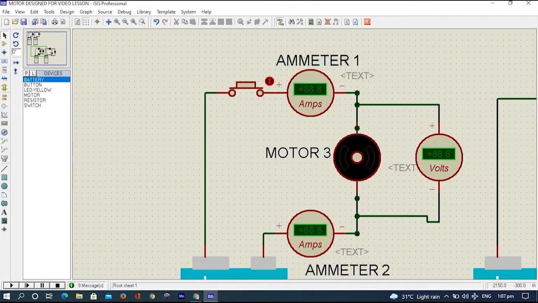Now, how to connect the ammeter? The ammeter is connected directly in the line, okay? Directly in the line, while the voltmeter is connected across our load. Now, if you notice, there are two ammeters here because, as I've said, this will really measure the flow of the current. If the ammeter is connected properly, then our display here will show a positive sign. If it is wrongly connected, our display here will show a negative sign.